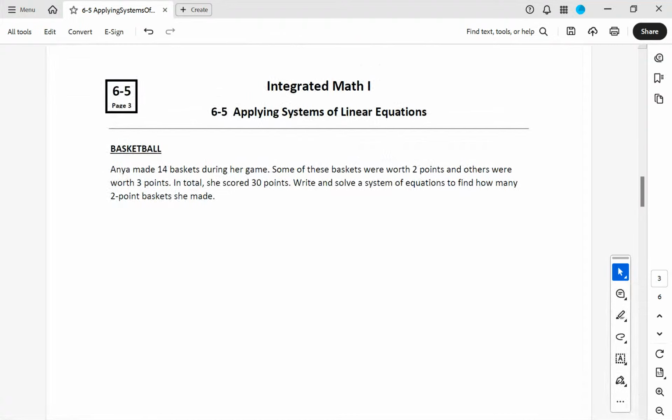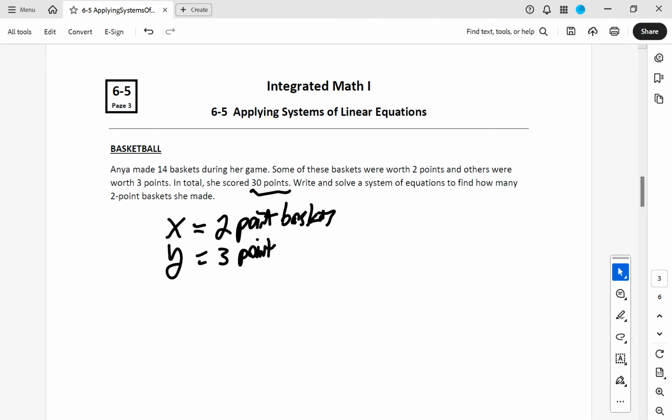And in total, she scored 30 points. Write and solve a system of equations to find how many 2-point baskets she made. 30 points is pretty good. Okay? Well, x equals, and I can do that for either one of these. I think I'll just do the 2-point baskets, because it makes sense that that's one of the things I need to know, how many 2-point baskets she made. Y will be how many 3-point baskets.